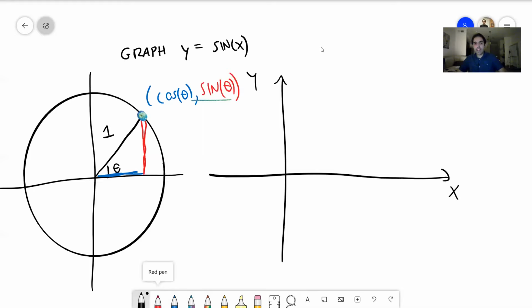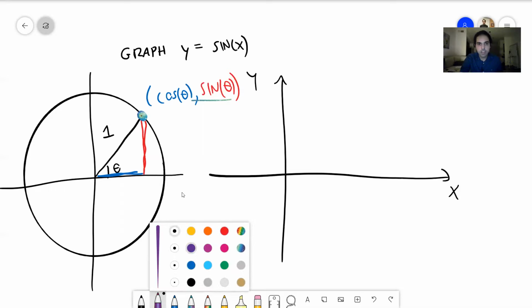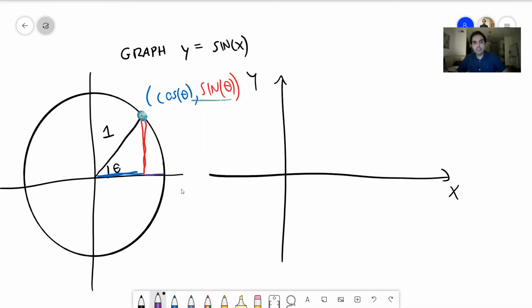So let's start at an angle of 0. Let me use slightly different colors here maybe. So at an angle of 0, well, you're just starting. So you're at the point (1, 0), and in particular, your height is 0. So in particular, sine of x starts at 0. And then see what's going on. Suddenly, your height increases by a lot. Because you see here, we barely moved, and we're already at this point. So what happens is sine of x goes up by a lot.